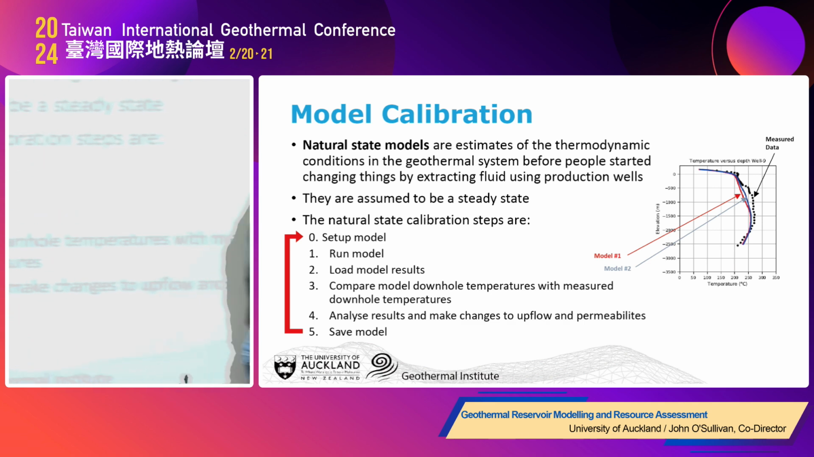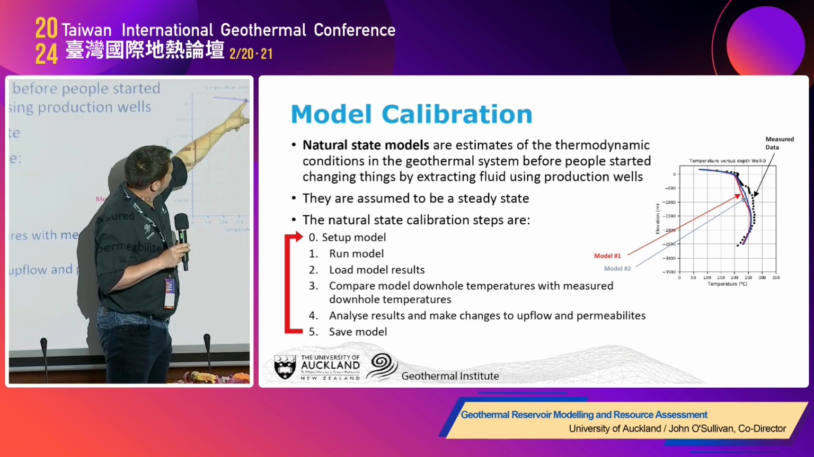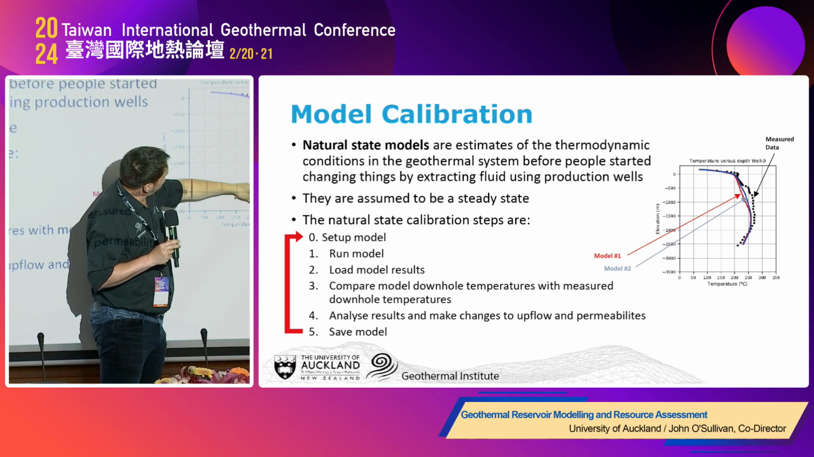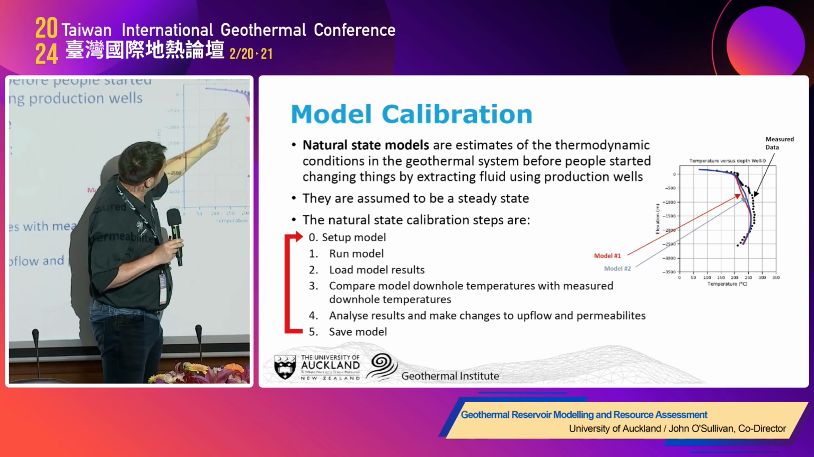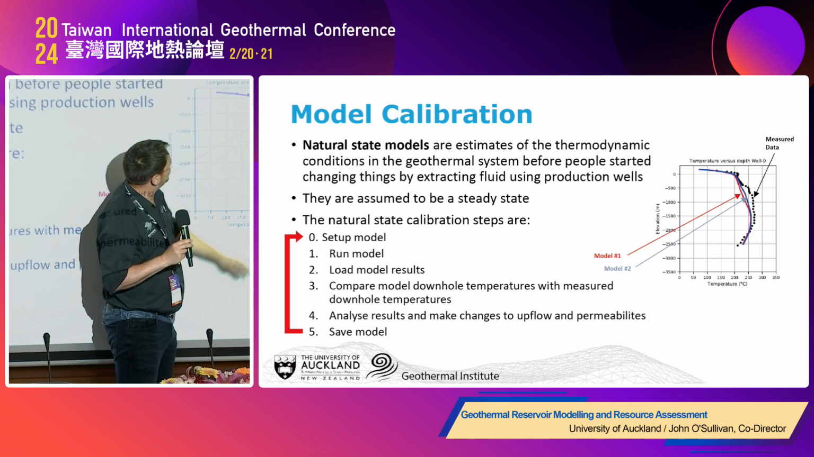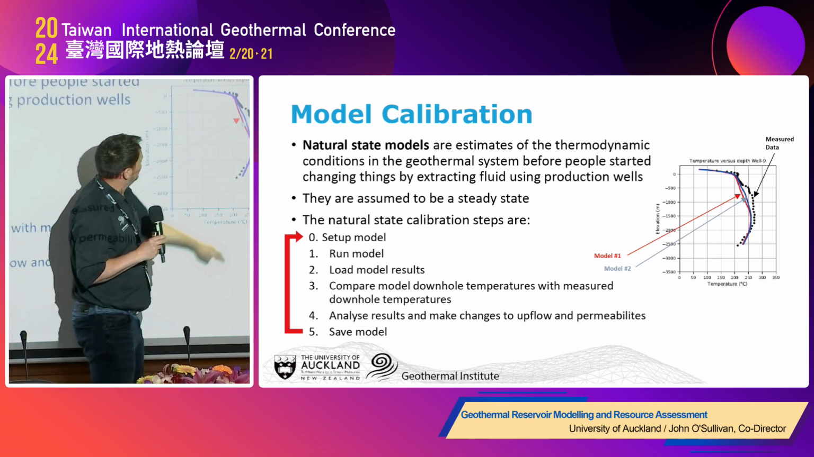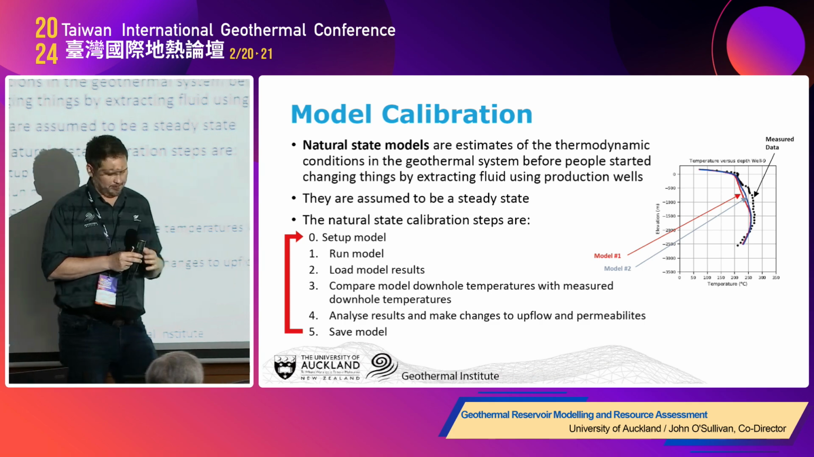These are downhole temperature plots, so depth versus temperature. And the dots are the measured downhole temperatures. And say we've got the red line as one model and the blue line is our next attempt. And the idea is you want to try to match your model up to your measured data. Okay?